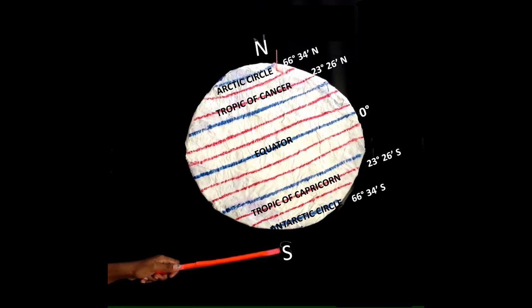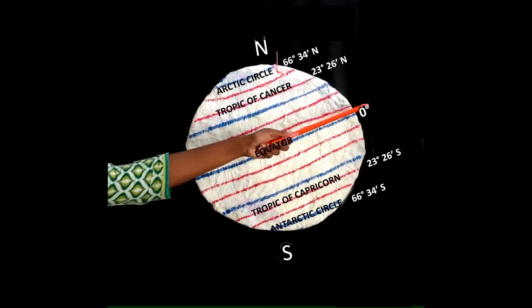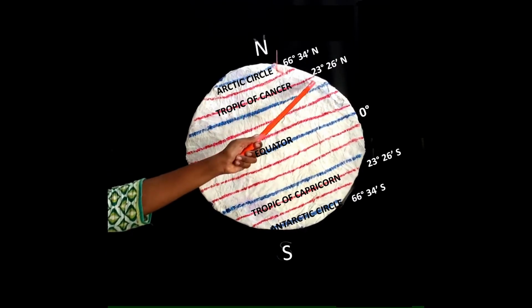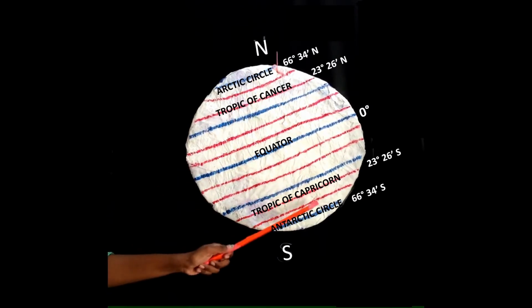There are 5 main latitudes on the earth. They are equator, Tropic of Cancer, Tropic of Capricorn, Arctic Circle and Antarctic Circle.